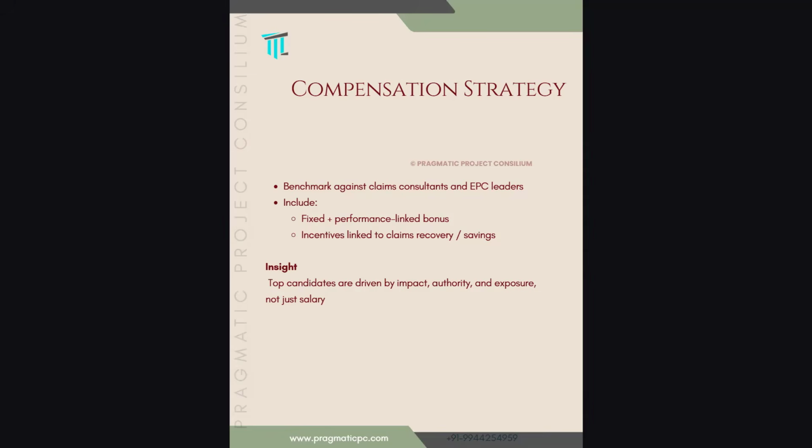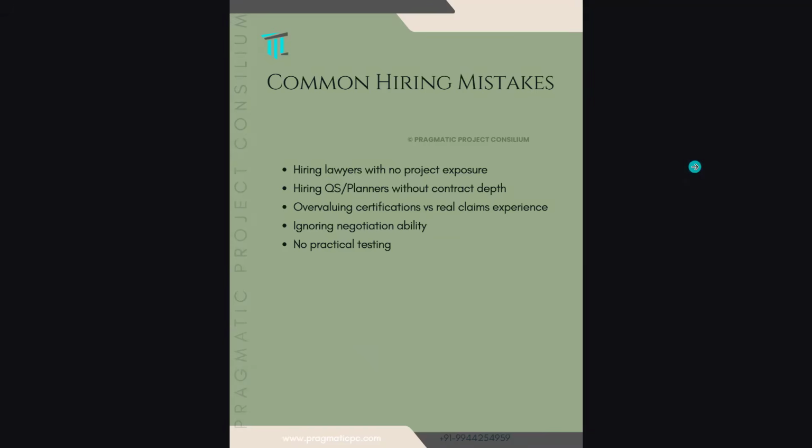So above this, there are certain layers which have to be non-compromised to retain highly intelligent, high-performance contract administrators. So what are the common hiring mistakes being made? Hiring lawyers with no project exposure, that's the biggest blunder you can make. And hiring QS or planners without the contract exposure. The QS will not have planning exposure, and planners will not have QS exposure.